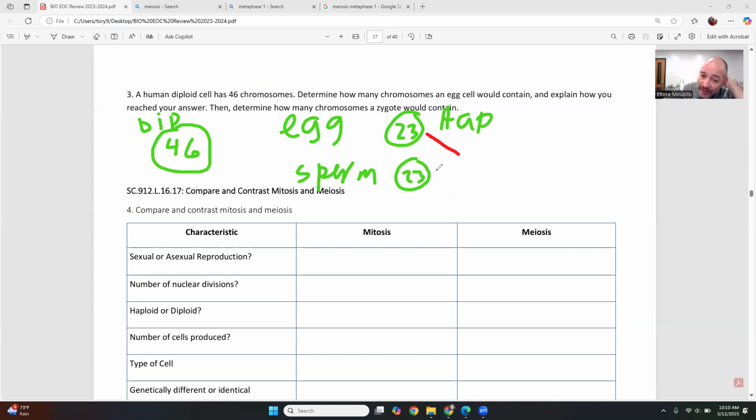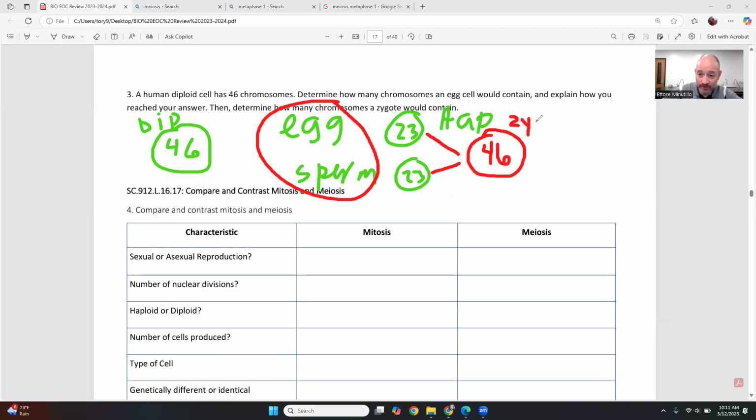The reason is when we add these two cells together, our zygote, our fertilized egg cell, would then end up with 46 from the 23 from the egg and the 23 from the sperm. If the egg already had 46 chromosomes, then it wouldn't need a sperm cell to fertilize it, and it would just be making copies of a diploid cell. That would be like mitosis. That would be giving me identical copies of the same thing. We do sexual reproduction on purpose, where we use meiosis to get down specifically to haploid egg and sperm cells so we can do this 23 plus 23 equals 46.